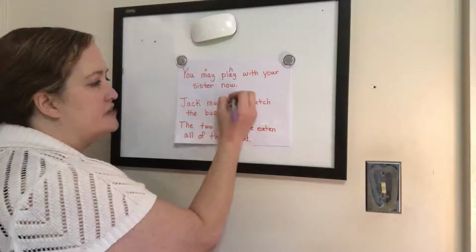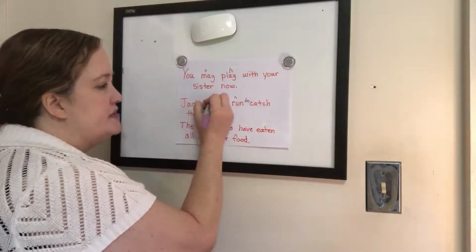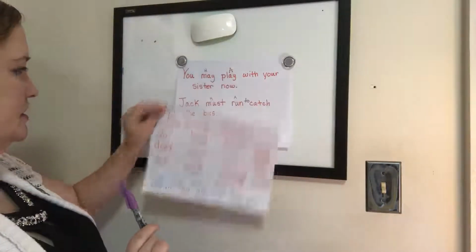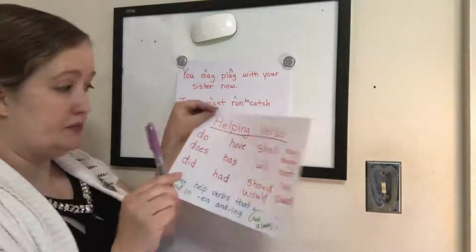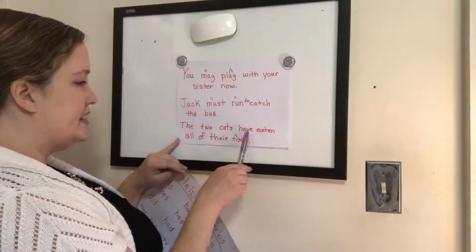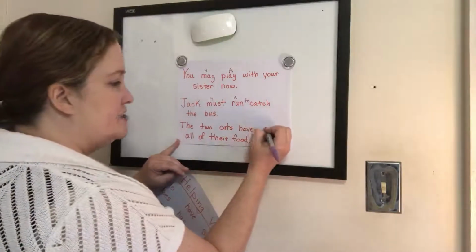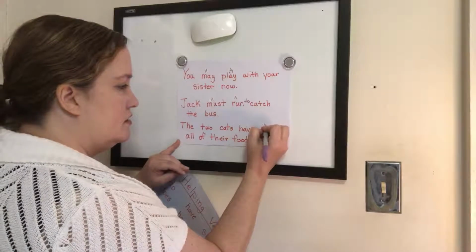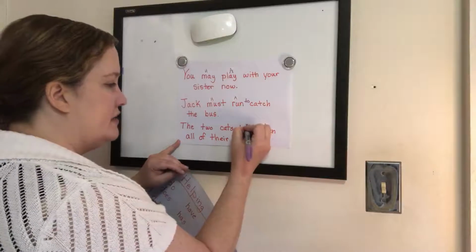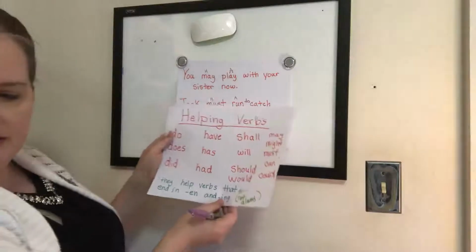Well, we know that the action is run, and the helping is must. So let's look. Must, yep, that's on our list. Okay, be good to memorize all of these, and the state of being ones too. The 2 cats have eaten all of their food. So the action that they did was eaten, and have is a helping verb, and that is on our list as well.